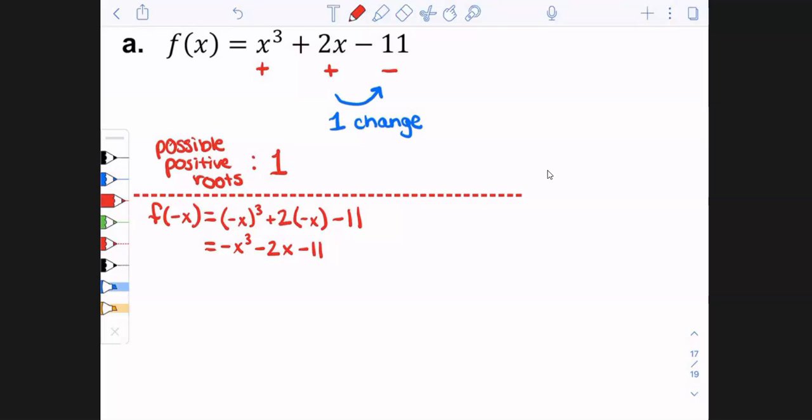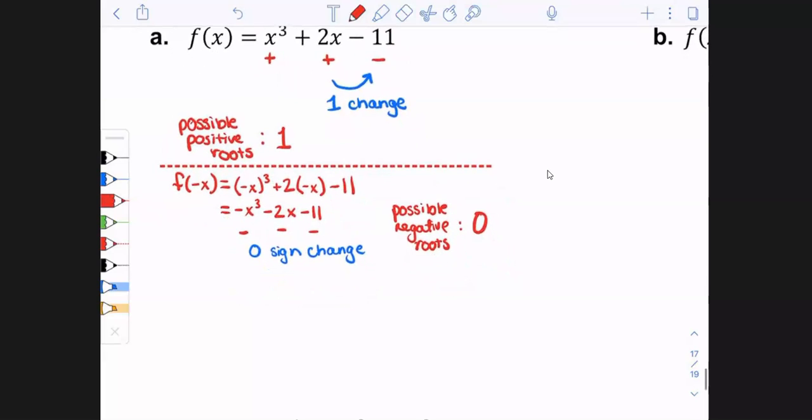So now if we look at this the same as we did in the positive possible ones, this is a negative, this is a negative, and this is a negative. There are 0 sign changes, which means that our possible negative roots is just 0. Pretty weird pattern that he noticed.